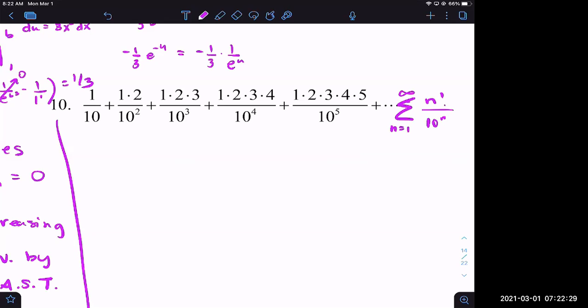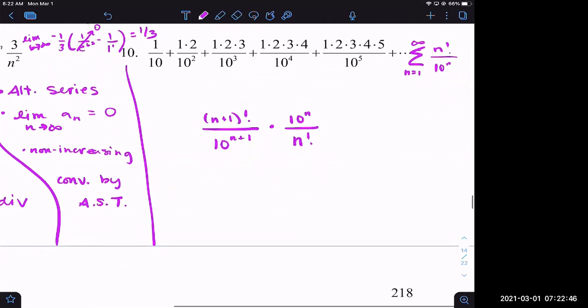In this case, I'm going to do ratio, which means I'm replacing n with n plus 1. Same thing in the denominator, I'm replacing n with n plus 1, and then I'm multiplying by the reciprocal of the original, so 10 to the n over n factorial. I'm going to simplify and then take the limit. n plus 1 factorial divided by n factorial reduces to what? n plus 1, very good. So the factorial goes away. Remember, 10 to the n plus 1 is 10 to the n times 10 to the first. So the 10 to the n cancels out. On top, we're just left with an n plus 1. On bottom, we're just left with a 10.